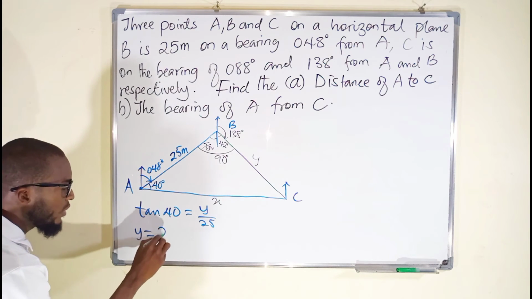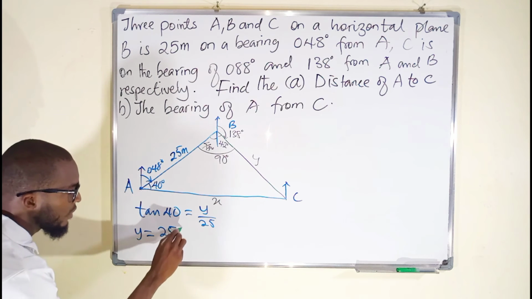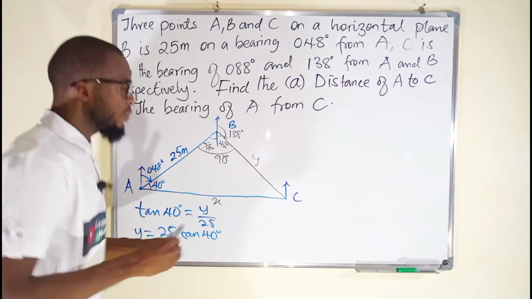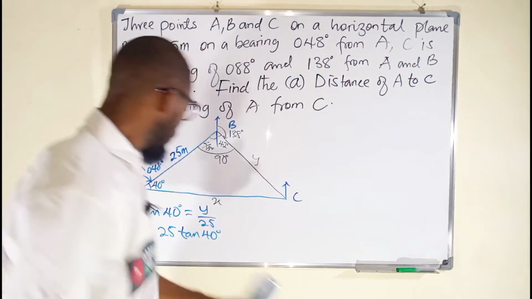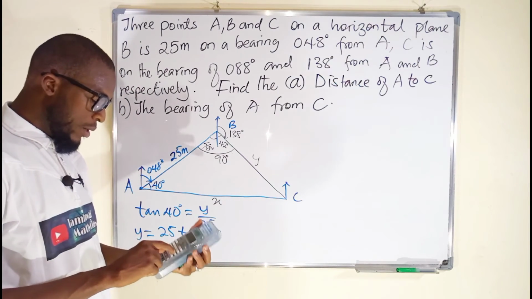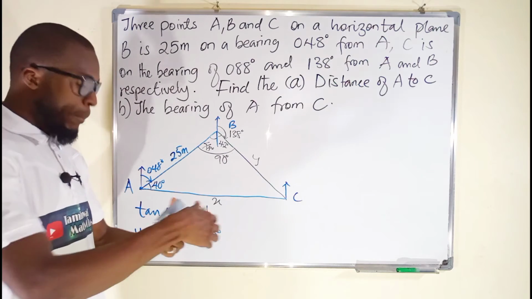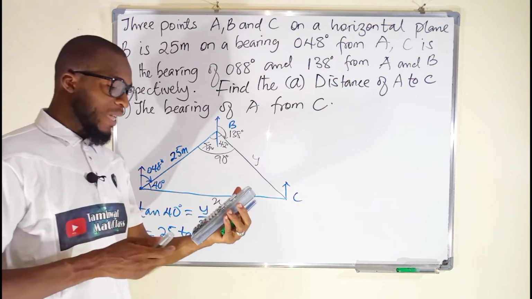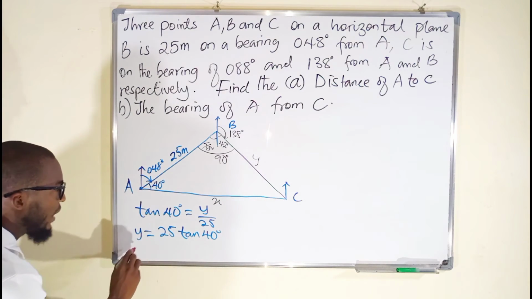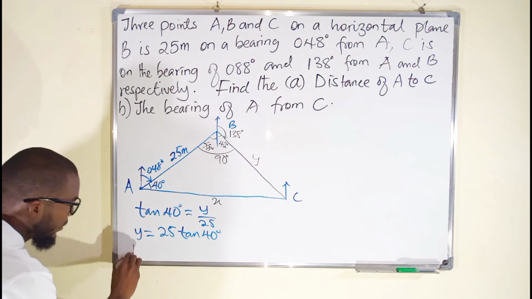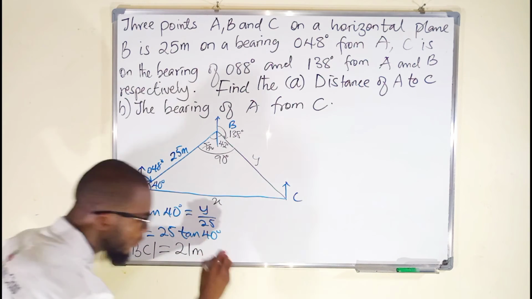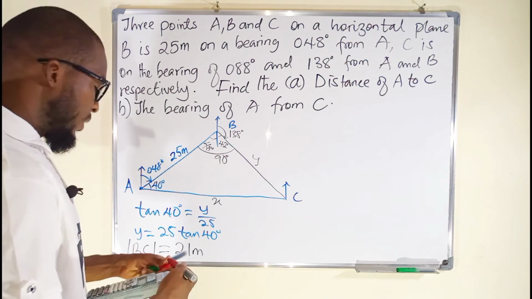Y will be equal to 25 if we cross multiply tan 40 degrees. So now let me use my calculator to find the value of y. 25 multiplied by tan 40, approximately, because we have 20.977, we can approximate it to the nearest whole number, and we say BC is 21 meters, approximately, to the nearest whole number.